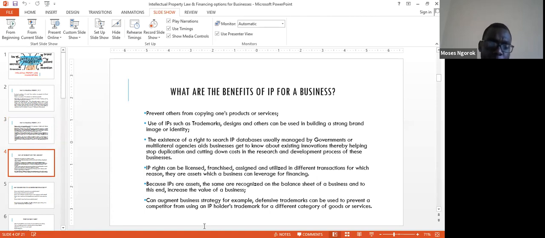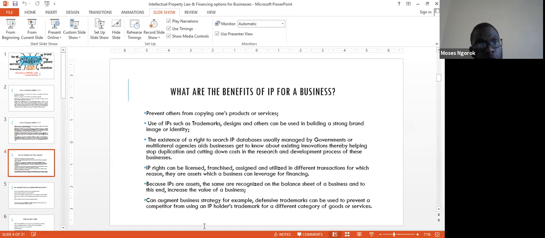The question then becomes, what are the benefits of IP for a business? What are the benefits of intellectual property? One, this is what I think. One, intellectual property prevents other people from copying one's products and services. Secondly, the use of IP, such as trademarks, designs, and others, can be used in building a strong brand, image, or identity.